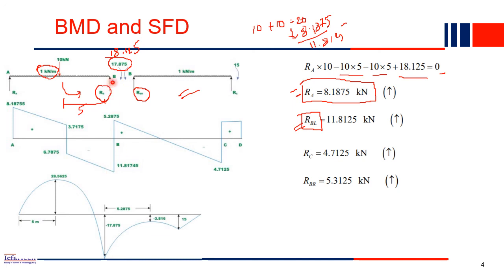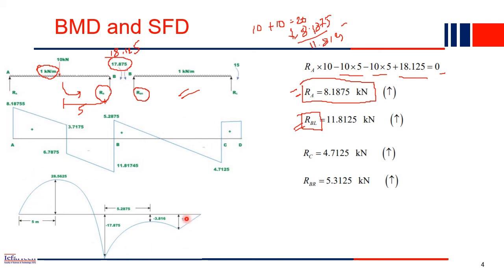When you reach B, what is the total at B? The total B will be 11.8125 plus B left plus B right. So 11 plus 5, it will be 16 point something, right? 17.2 something. So from 17.2 something you will come here. Then again you have the UDL acting, so again go down. At point C, you have the RC value, which is 4.75. So you reach here. Then at this point you have 0. So this is our shear force diagram.